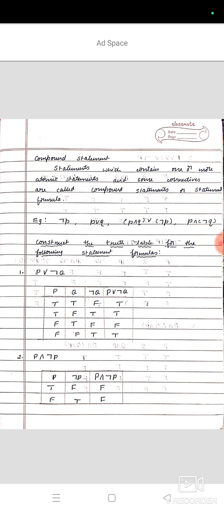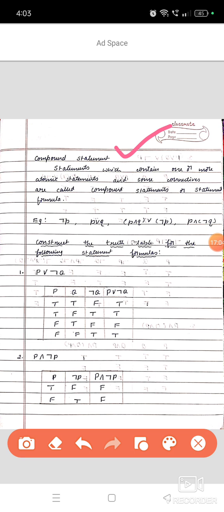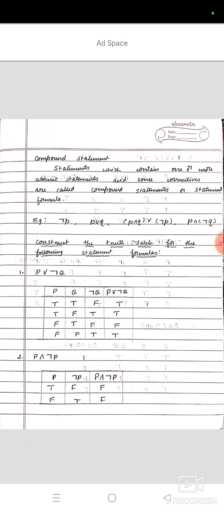Next, what is a compound statement? A compound statement is a statement which contains one or more statements, meaning atomic statements. It may contain one, two, or many atomic statements, and it contains some connectives. The combination of connectives and statements is called a compound statement. A statement which contains one or more atomic statements and some connectives is called a compound statement or statement formula. These are the examples.